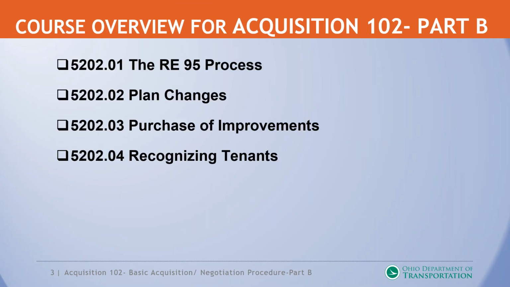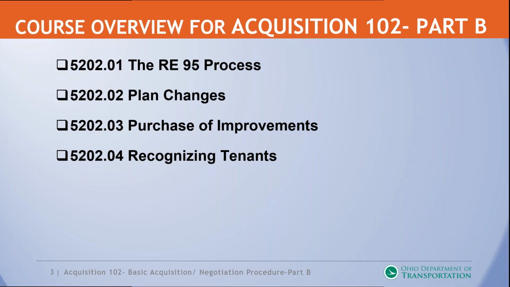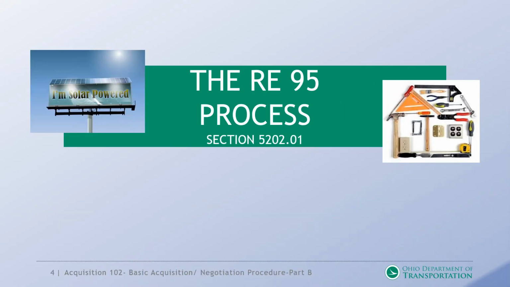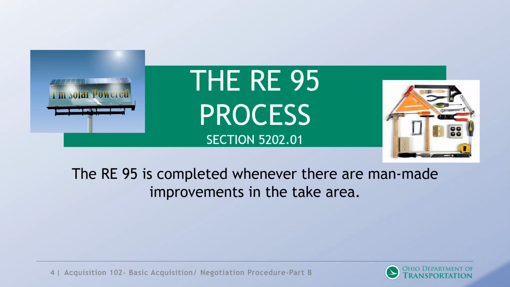Quick course overview of what we're going to talk about today: the Re95 and its process, the two types of plan changes, the reasons why we would have them, purchase of improvements, and recognizing tenants. So I'm going to start with the Re95 process covered in section 5202.01 of our real estate manual. The Re95 is completed whenever we have any man-made improvements in our take areas. It also describes whether or not the property is real or personal.